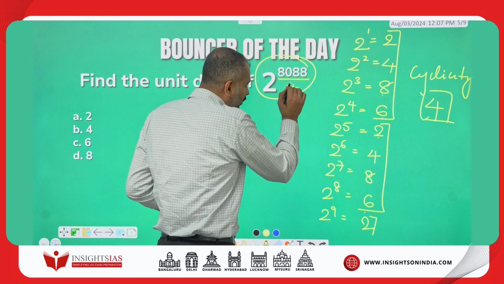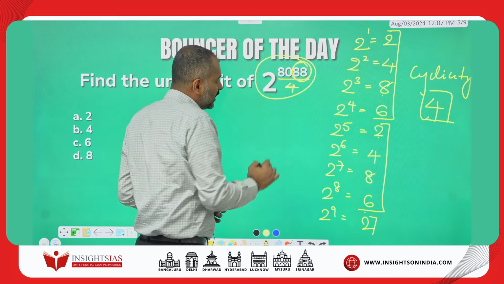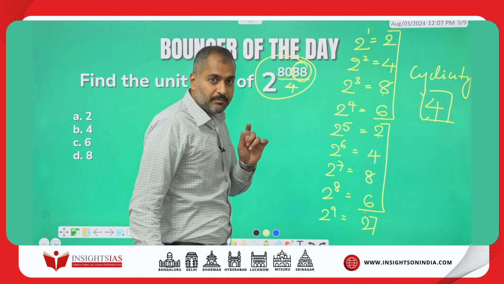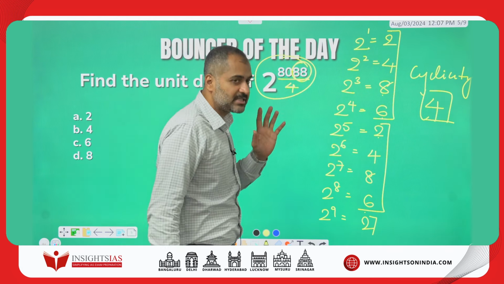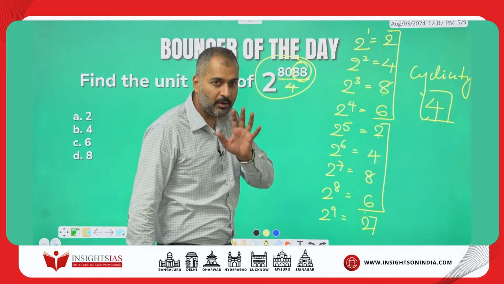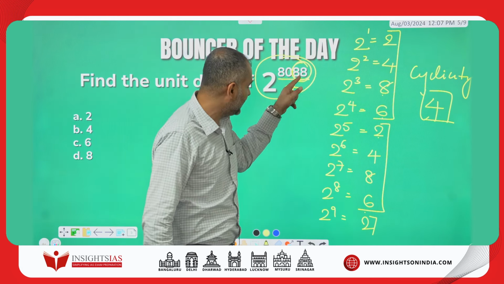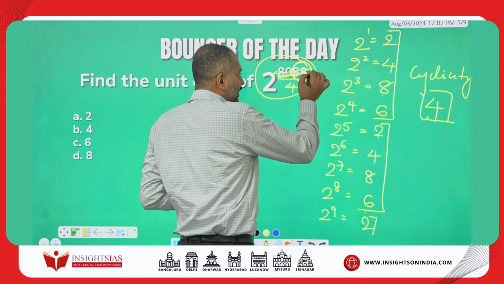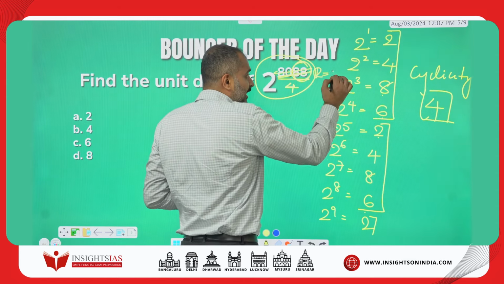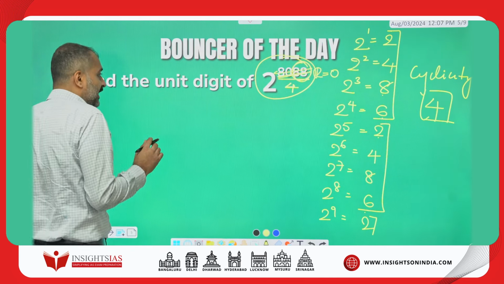Now, how to divide this by 4? See, the divisibility rule of 4 says, check the last 2 digits. If the last 2 digits are divisible by 4, then the whole number is completely divisible by 4. When you are dividing by 4, only check the last 2 digits. 88, is it divisible by 4? Yes, hence this complete number is divisible. Complete number is divisible means the remainder becomes 0. Okay, now the remainder is 0.